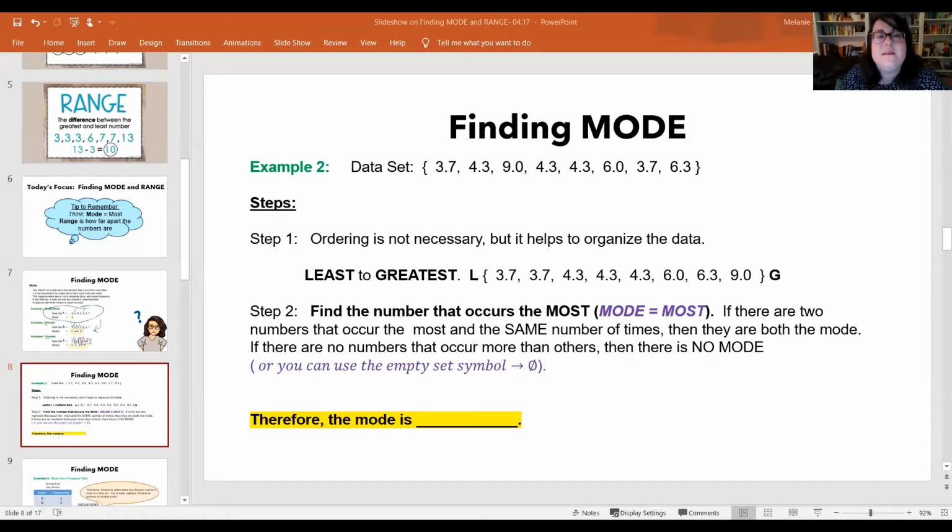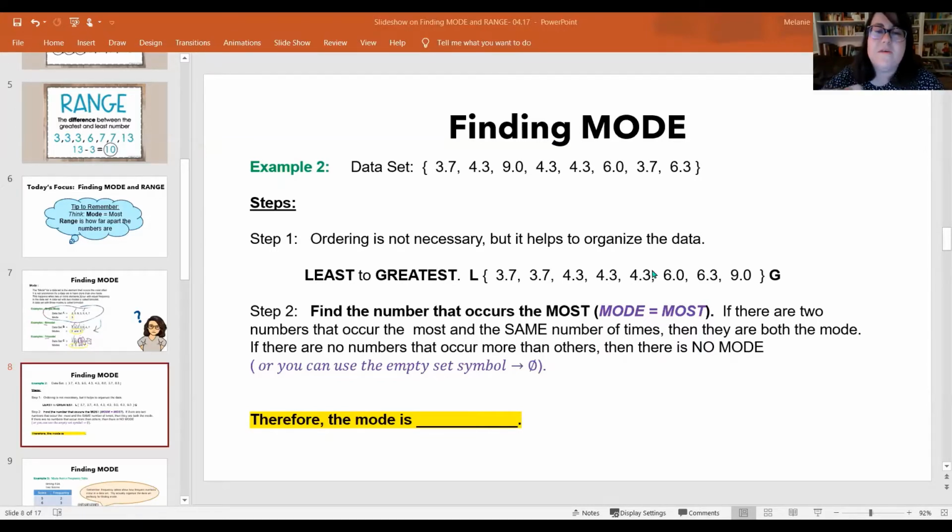Okay, so here's the deal. Here are the steps. Ordering these from least to greatest is not necessary. When we found the median, it was completely necessary to put them in order from least to greatest. You just have to do it. With mode, you do not have to do it, but it does help organize your data. So I'm going to go ahead and do that to prove to you why it helps.